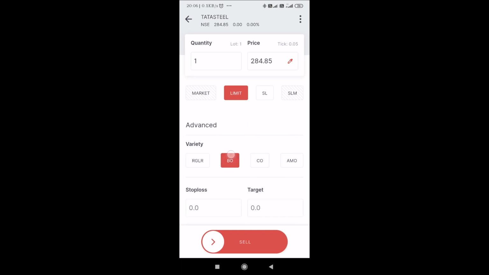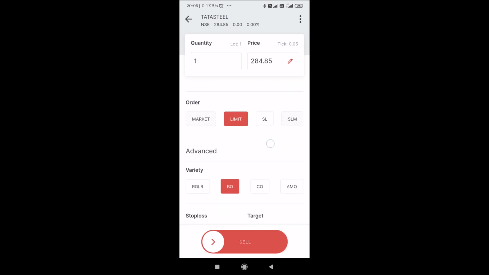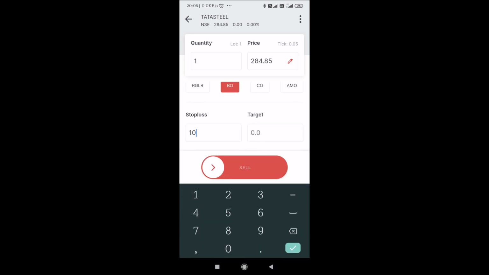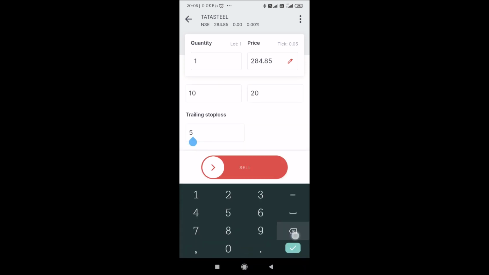Now shifting to the bracket order. A bracket order is always placed in MIS. It cannot be placed in the carry forward or CNC position. For bracket order stop losses, it is the same absolute values, and there is a trailing stop loss option. If you don't want to place it, just keep it at 0.0, so there would be nothing like that.